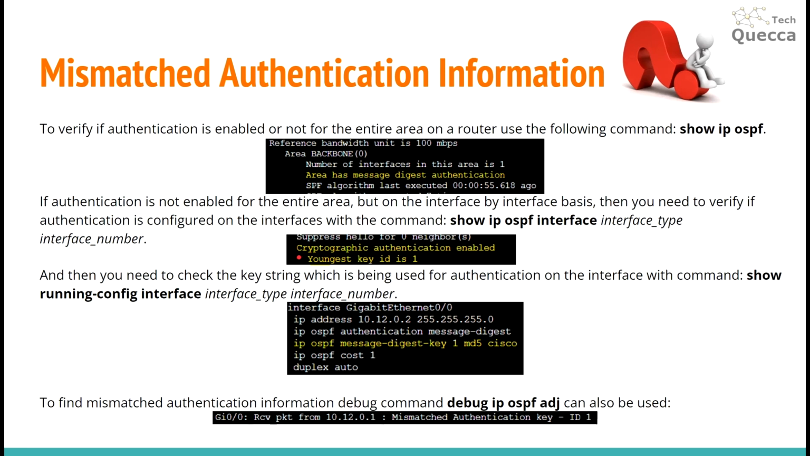And then you need to verify if your key is correct on the interface. Use the show running-config interface command with interface type and number, and in the output, check the key for authentication. And the last useful command to check mismatched authentication information is debug ip ospf adjacency. If you have mismatched authentication information, you will see this output: mismatched authentication key and key ID.